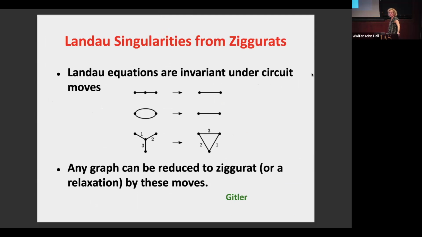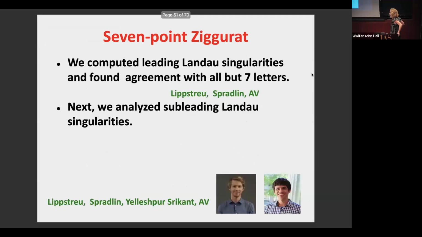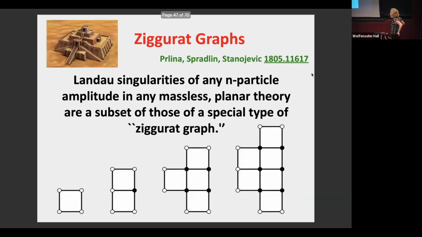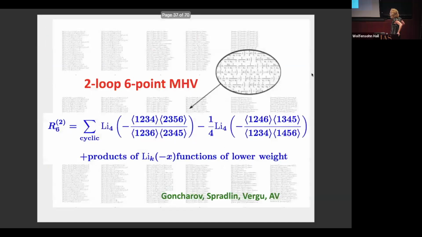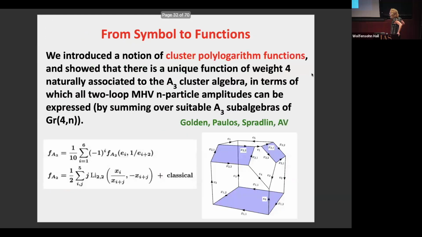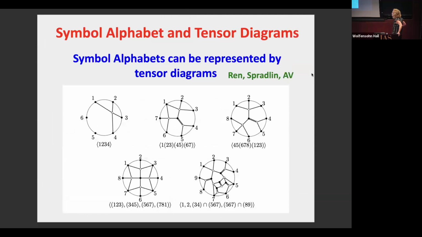Any other question? Lizzie has a question. Yeah, I was wondering if you could go back to the bijection between the tensor diagrams and the cluster variables. I was just going to ask if there was any sort of structure to the bijection, or if they just counted the number of the things.